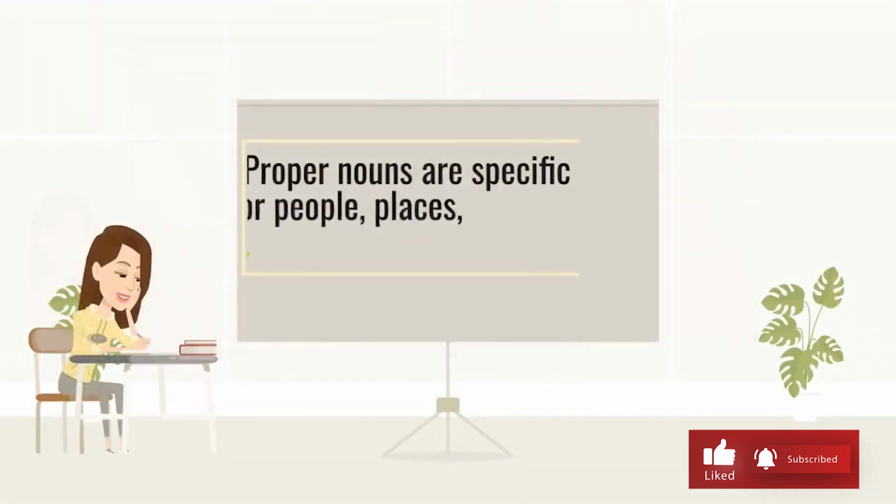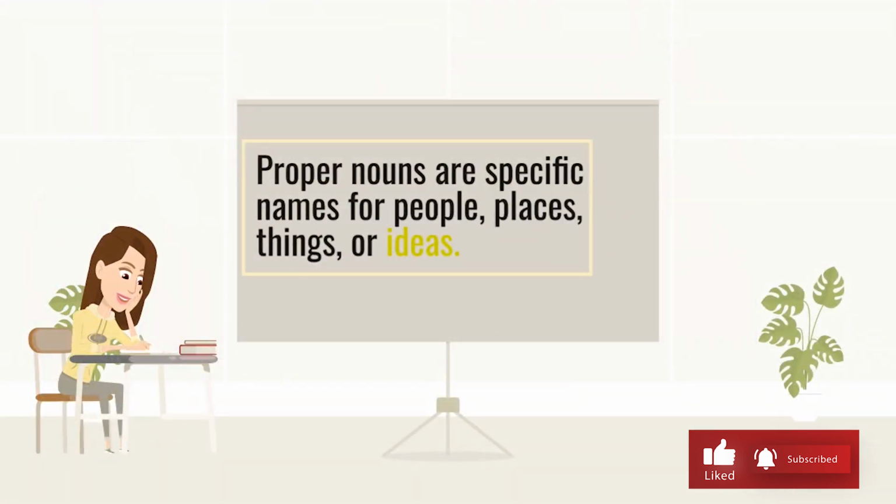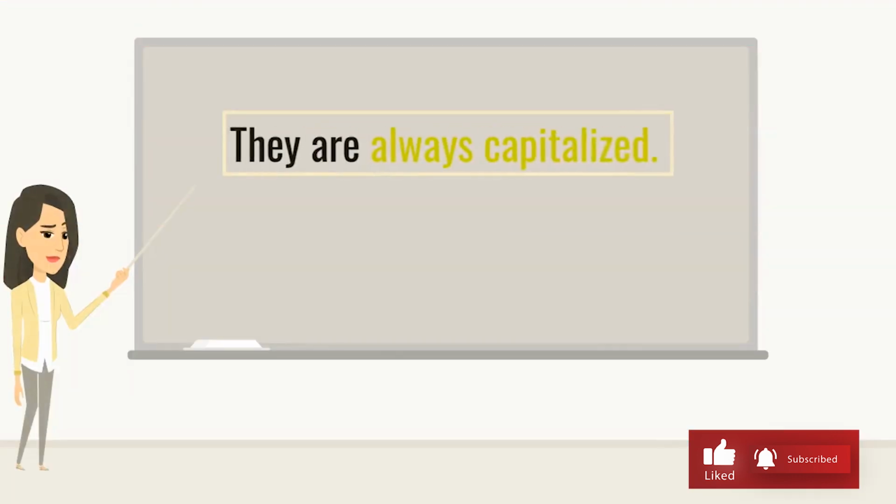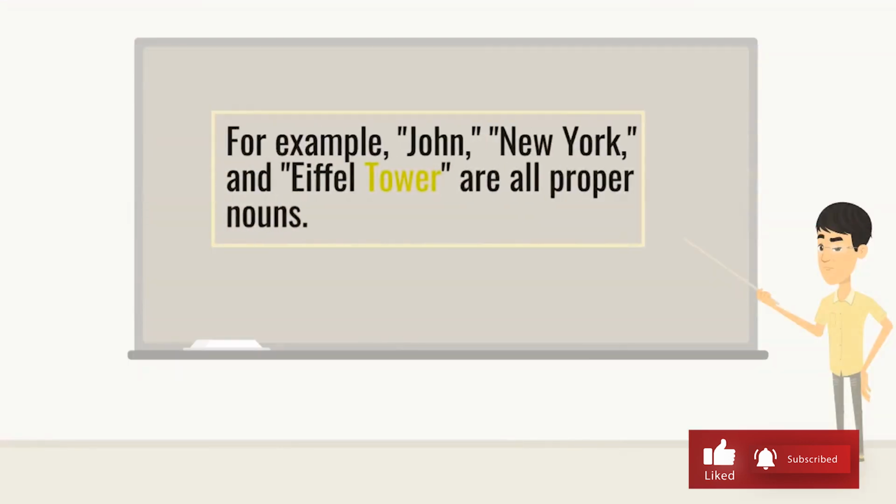Proper nouns are specific names for people, places, things, or ideas. They are always capitalized. For example, John, New York, and Eiffel Tower are all proper nouns.